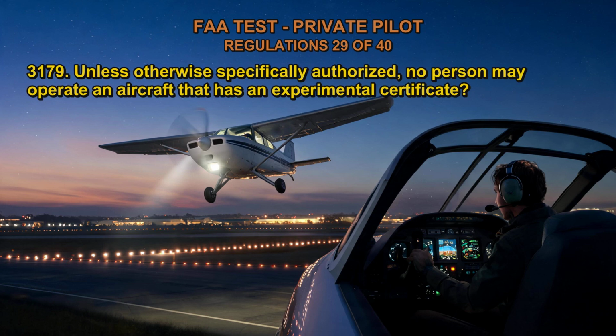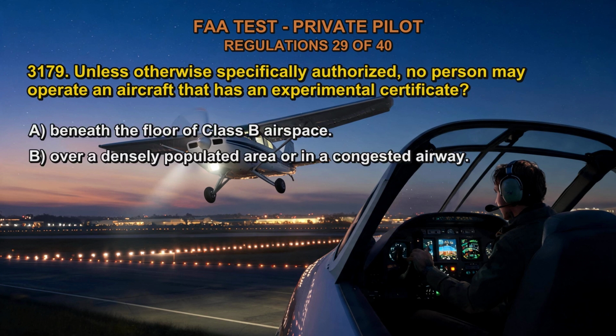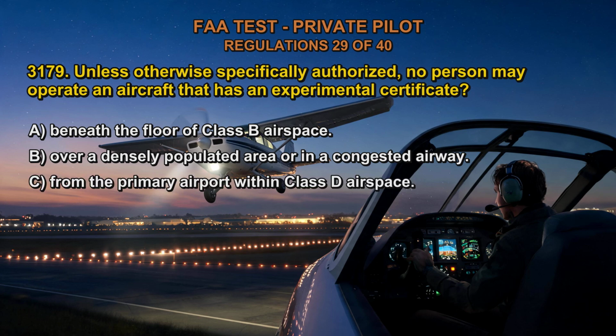3179. Unless otherwise specifically authorized, no person may operate an aircraft that has an experimental certificate. A. Beneath the floor of Class B airspace. B. Over a densely populated area or in a congested airway. C. From the primary airport within Class D airspace. The correct answer is B.